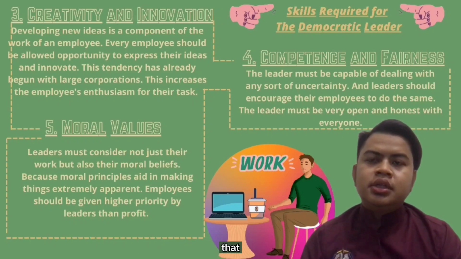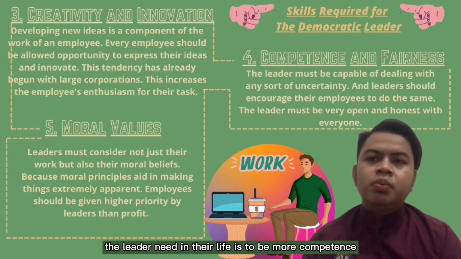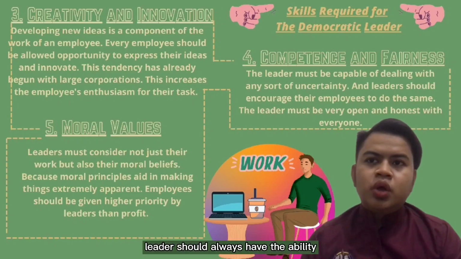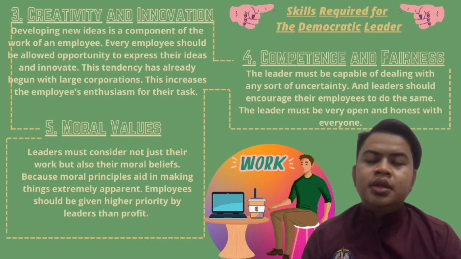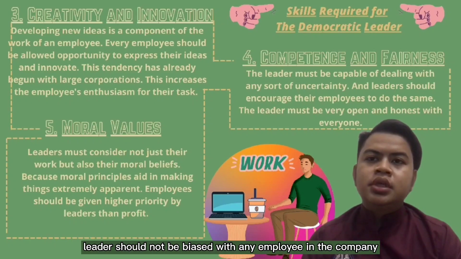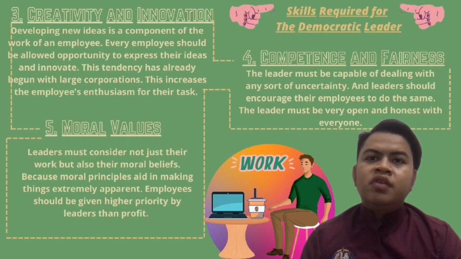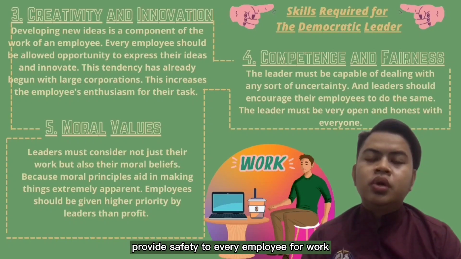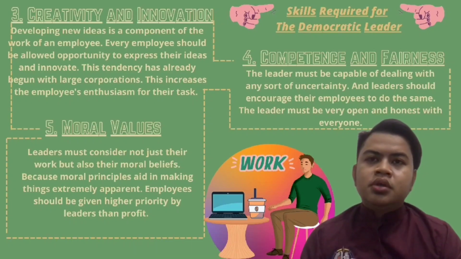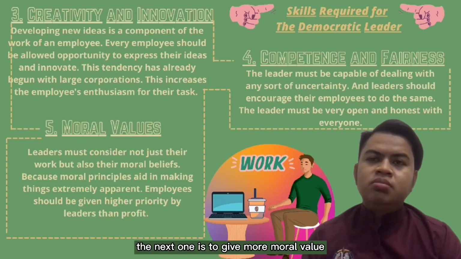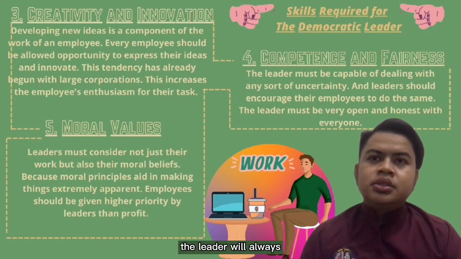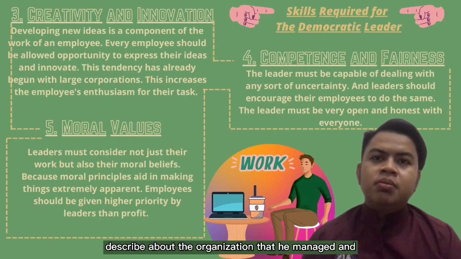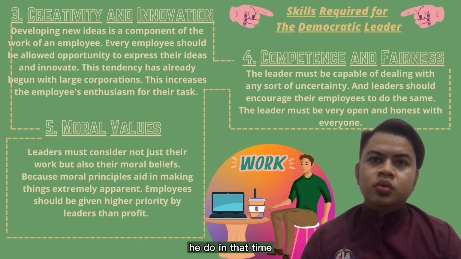And the next skill that they need in their life is to be more competent and fair. Leaders should always have the ability to handle their group members in the organization. Also, leaders should not be biased with any employees in the company. The open working environment provides safety to every employee who works in the company. And then the next one is to give more moral value in the organization, because the leader will always describe the organization that he manages and does at that time.